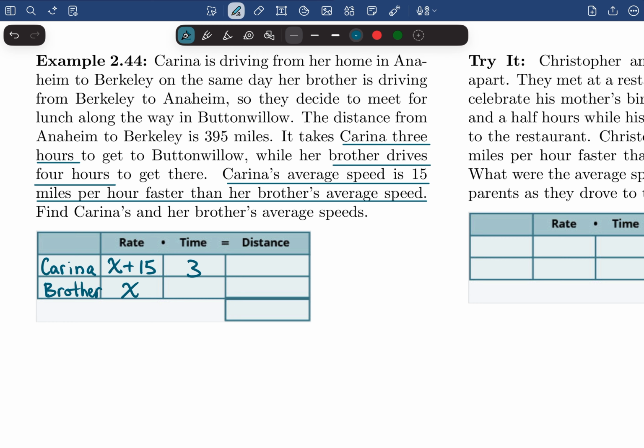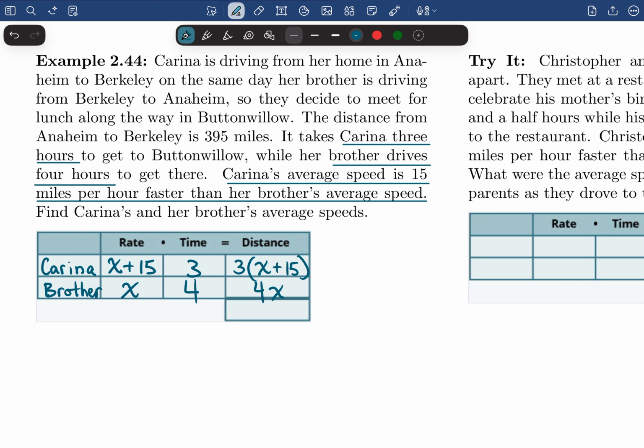So I'm going to put time as 4 for her brother. Let's multiply the rate times the time, and we'll make it look really nice for the distance. So the distance for Karina would be 3 times x plus 15. And the distance for her brother would be 4 times x.